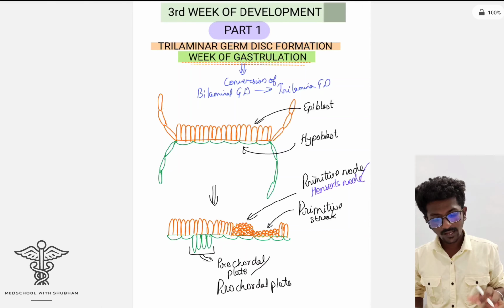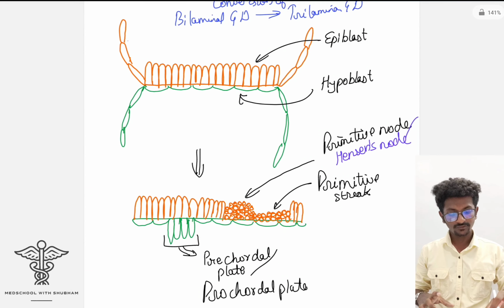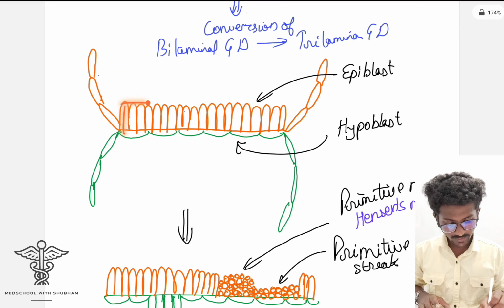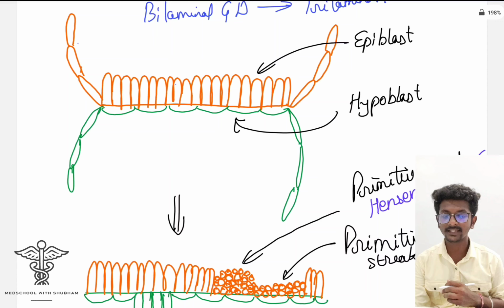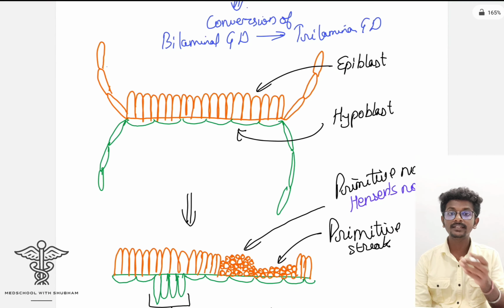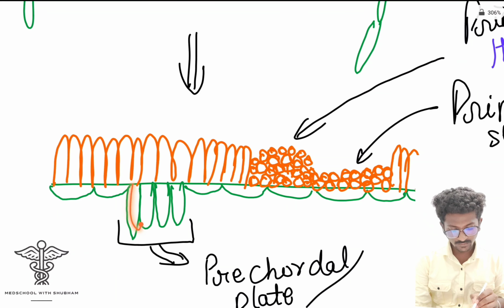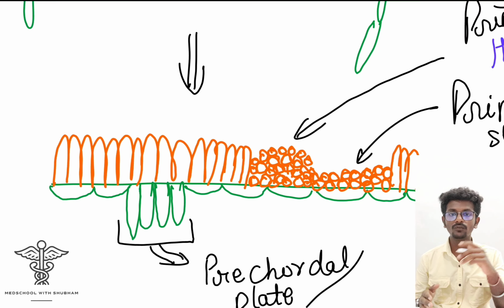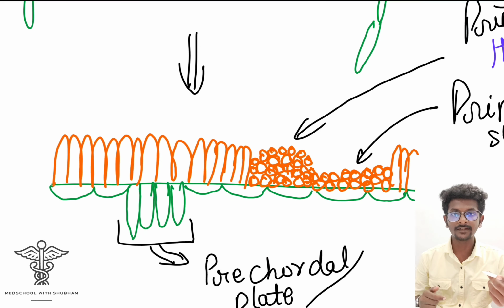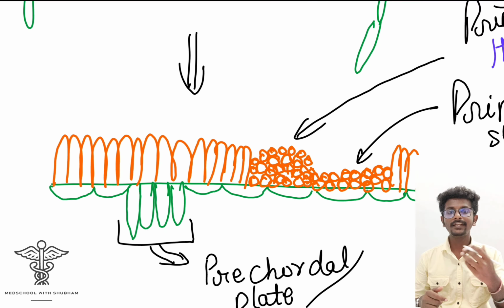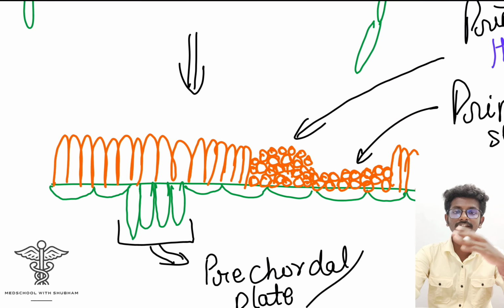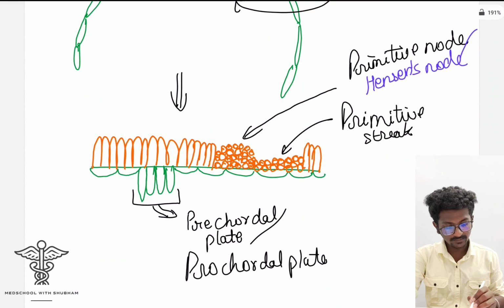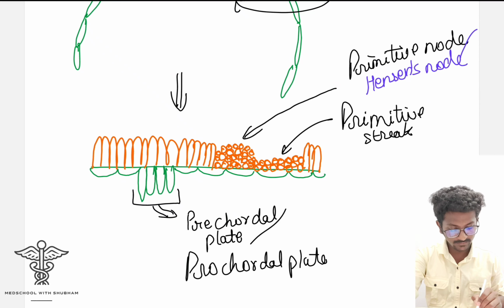Okay. I hope you have understood all these things. So let's revise it once again. These were the epiblast and these were the hypoblast. The first change we will see is on the hypoblast side, towards the cranial end. The lower cuboidal-like cells, the squamous cells, get differentiated into columnar-like cells in the form of a small patch, and this is called the precaudal or the procaudal plate.